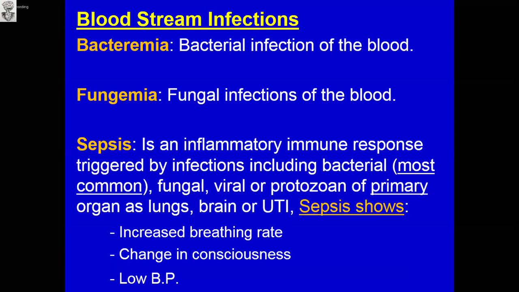Lungs, brain, UTI. Sepsis is characterized by three things, according to the recent information. An increase in breathing rate, which we call tachypnea; change in level of consciousness, في وعي المريض، يعني يبدأ المريض يتغير من ناحية الوعي إلى أن يفقد الوعي في النهاية, coma; and low blood pressure. Once you get low blood pressure, it will be septic shock. So sepsis can lead to septic shock, and I will come back to this point later on.